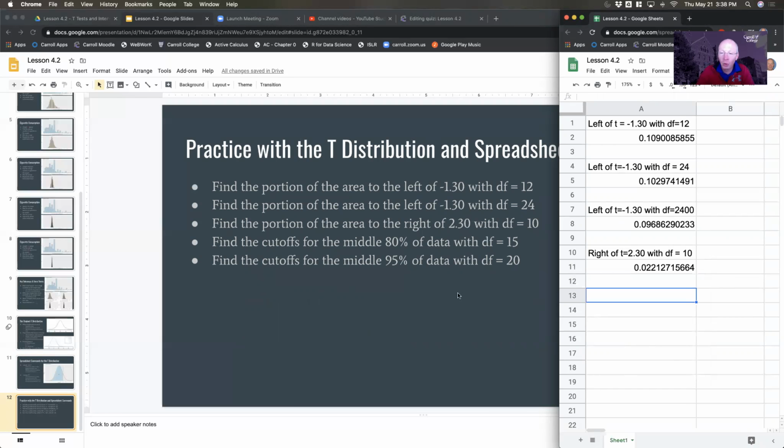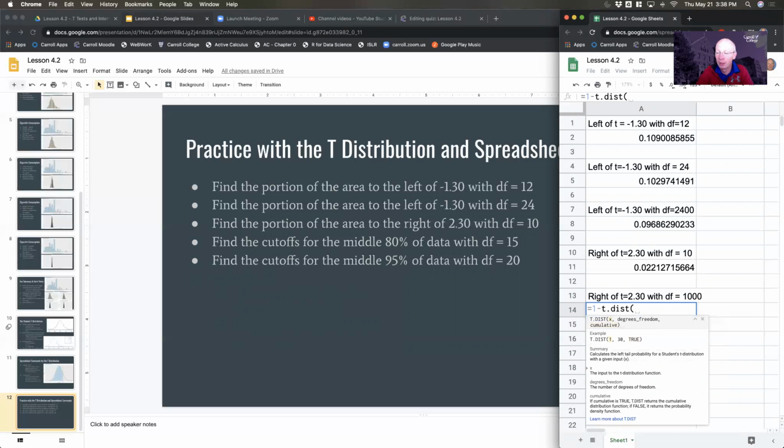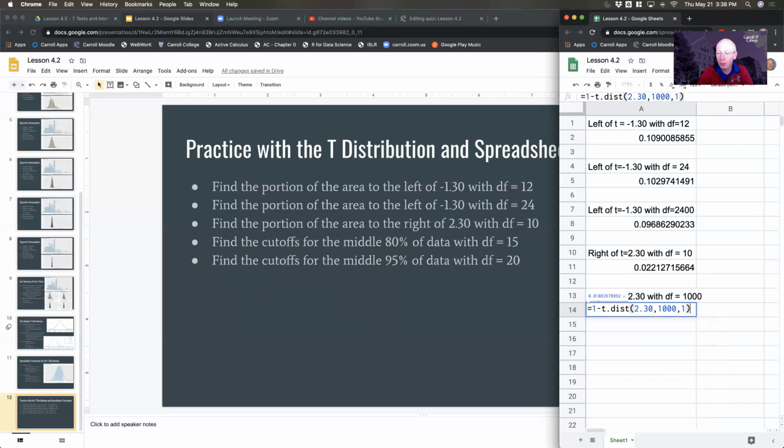Okay, let's go the other way around. Oh wait, no, I'm sorry, I want to do one more. Right of t equals 2.30 with degrees of freedom much, much larger, let's say like 1,000, equals 1 minus, because I'm reading right, t.dist, again, because I have a t-score and a degrees of freedom and I want a probability: t-score, degrees of freedom, accumulate. It should be smaller because I'm reading the right-hand tail, and if I get more degrees of freedom, my tails get smaller. And sure enough, it's quite a bit smaller.